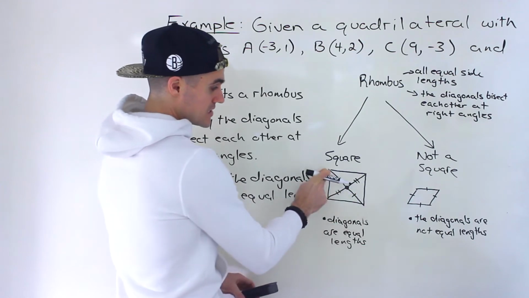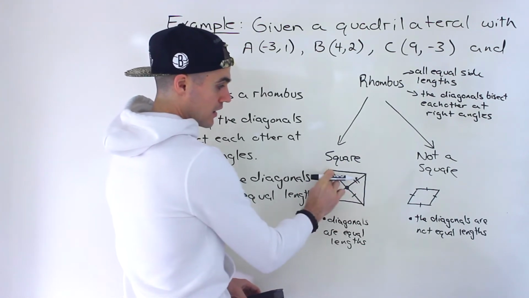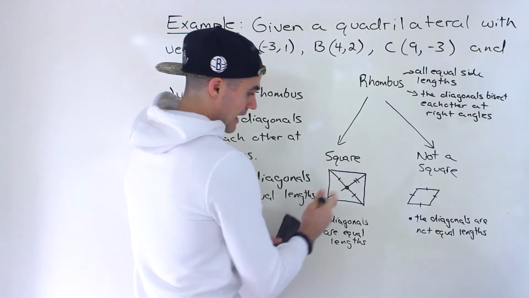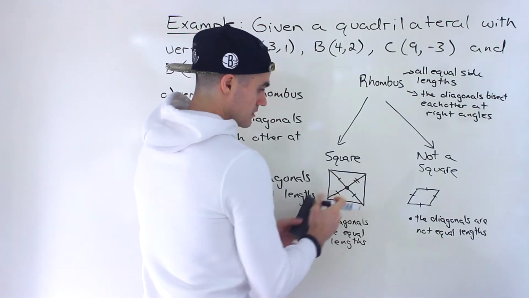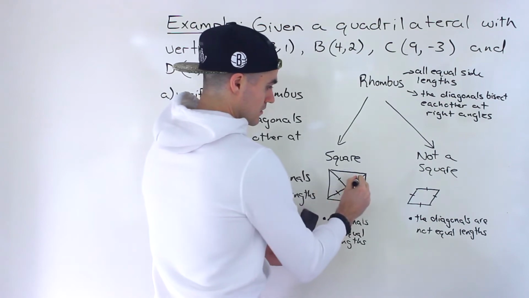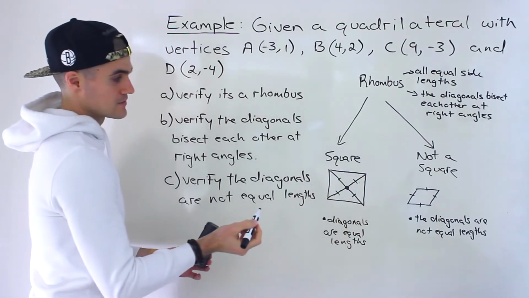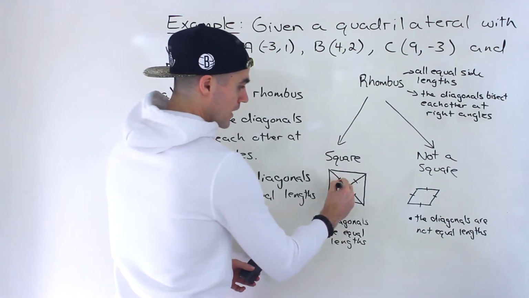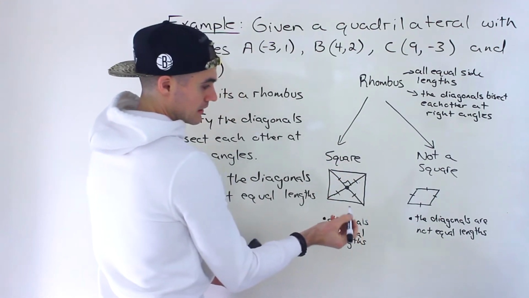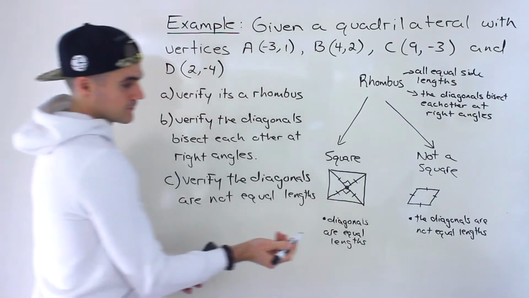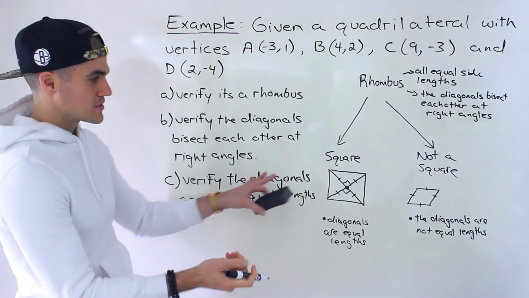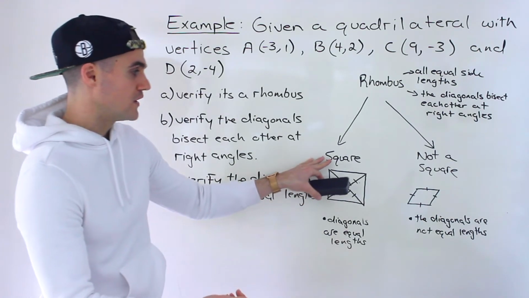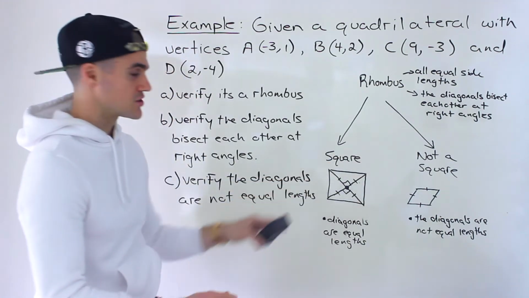But in this particular case, because we're dealing with a square, the diagonals are actually equal lengths, and so this, and then this, those are all equal lengths right there, okay? And they bisect each other at right angles, like that. So that's what's going to happen for a square, and again, we're going to go through a video where we're dealing with this particular type of case.